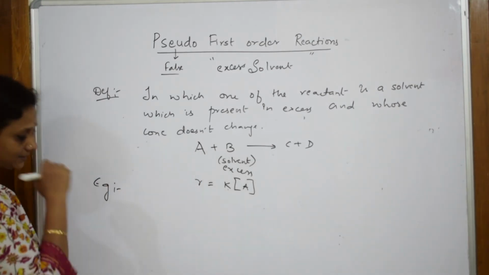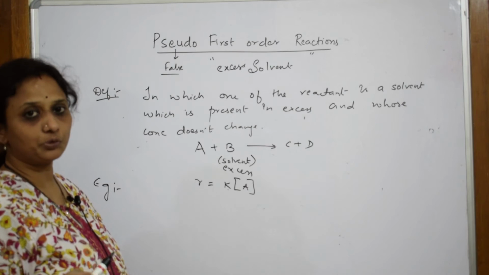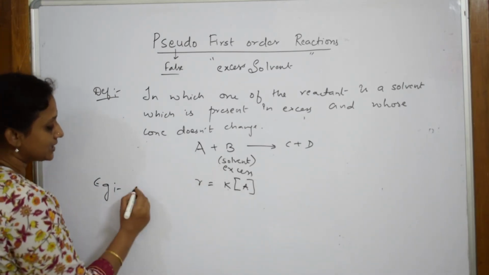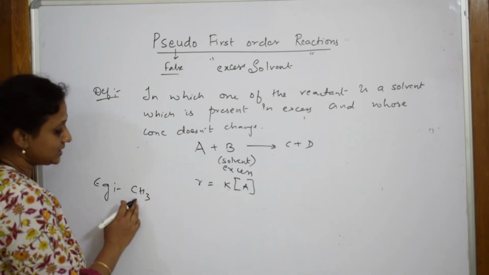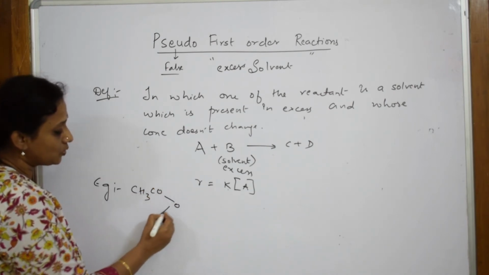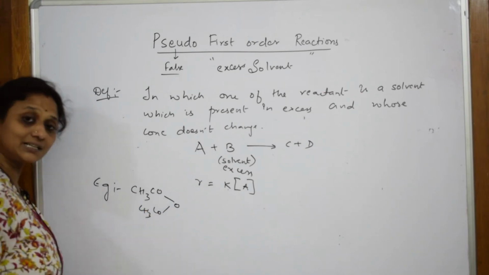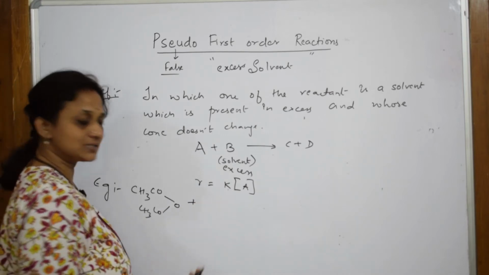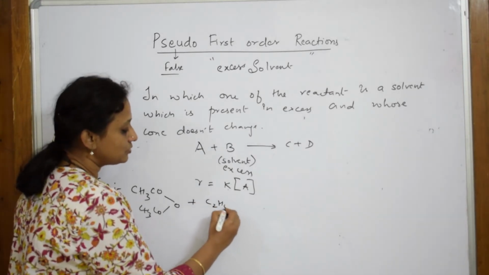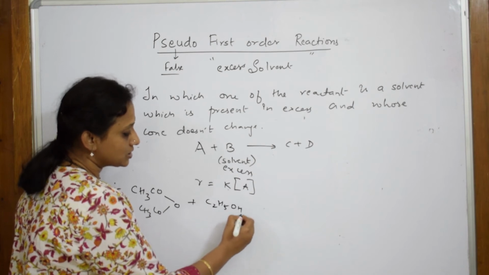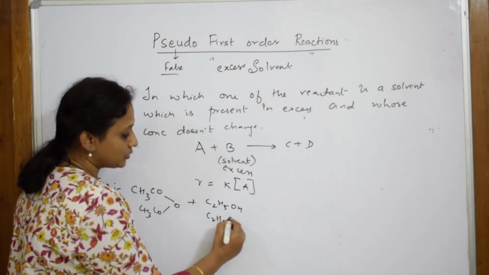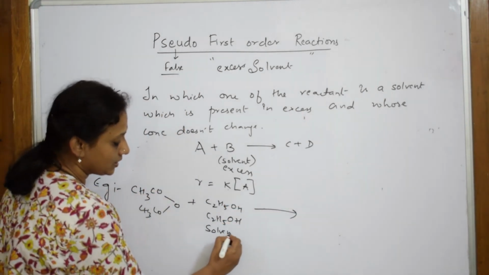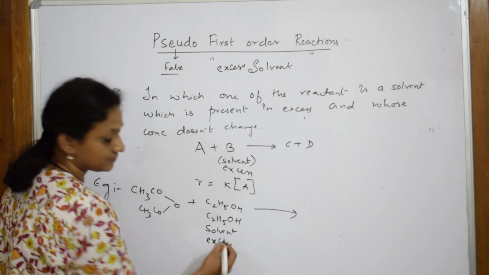Suppose if I pick up an example, I said solvent, right? It can be both polar and non-polar solvents. Now, instead of A, I'm going to take an example called acetic anhydride, CH3CO-O-COCH3. This is acetic anhydride. This is what we have done in earlier chapters also. Now to this I am going to add a solvent, that is ethanol, C2H5OH. One more, C2H5OH. As soon as you see this reaction, this is your solvent. This solvent is in excess.